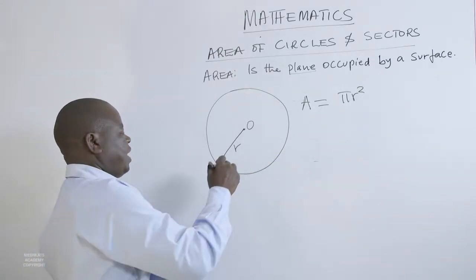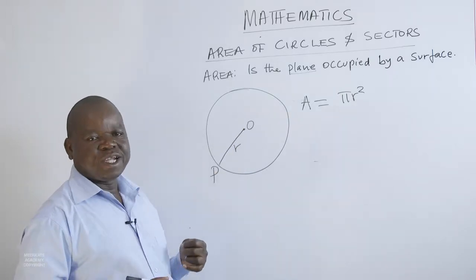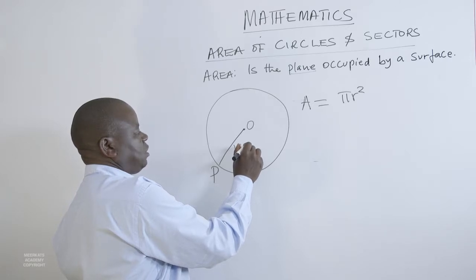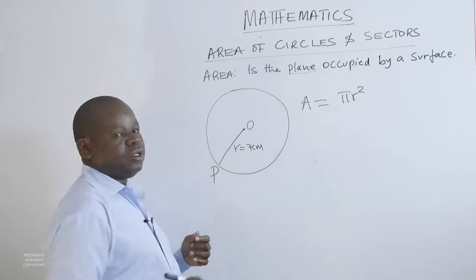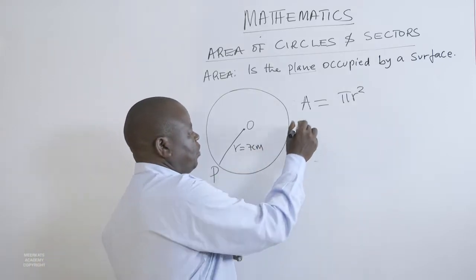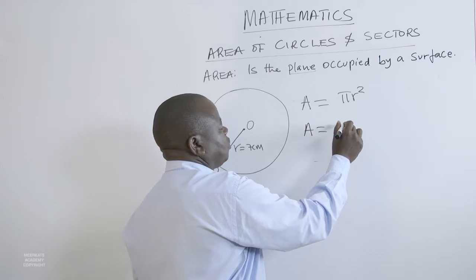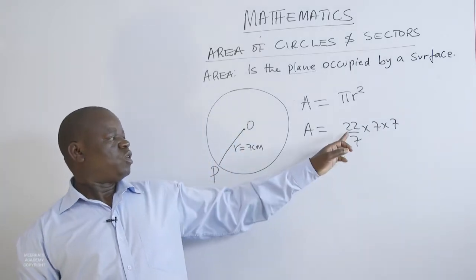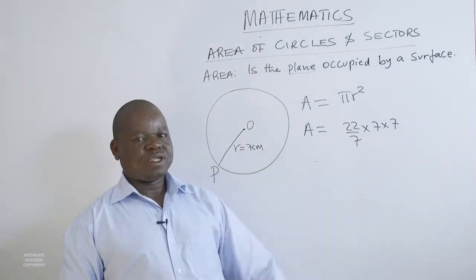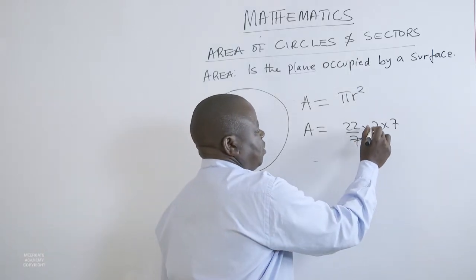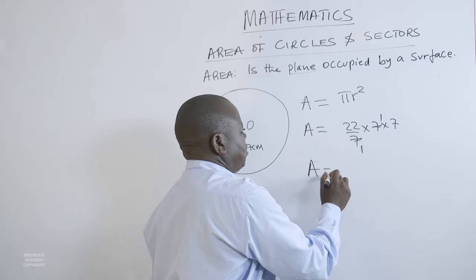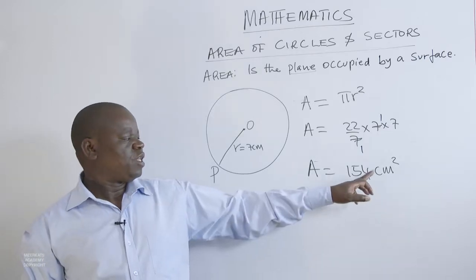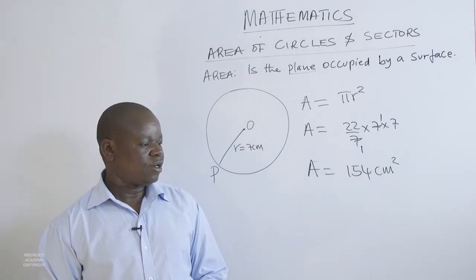So for example, if we had this particular circle with a radius r equal to, let's say, 7 centimeters, then we can calculate its area simply by saying area is equal to 22/7 times 7 times 7. 154 centimeters squared is the area of that particular circle.